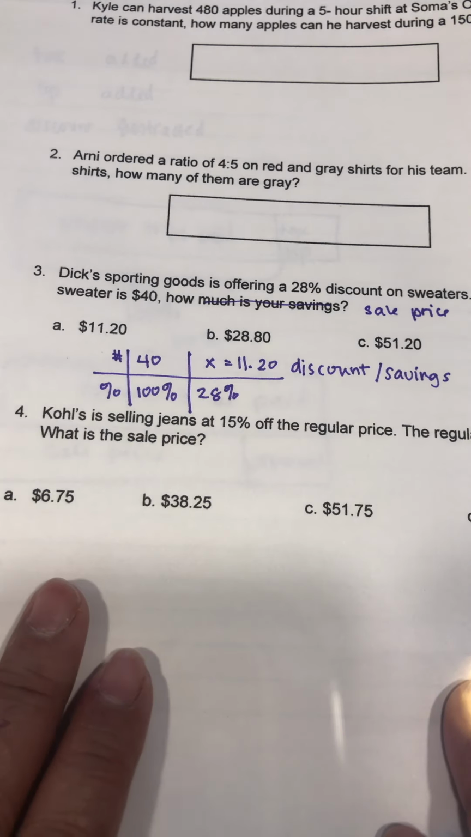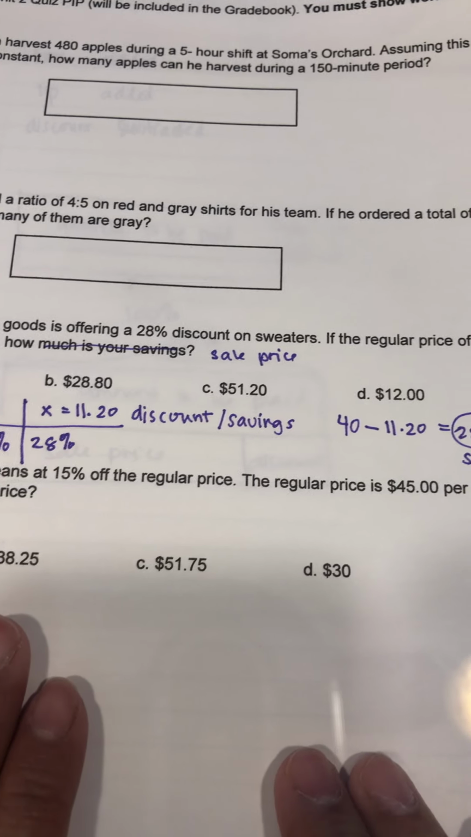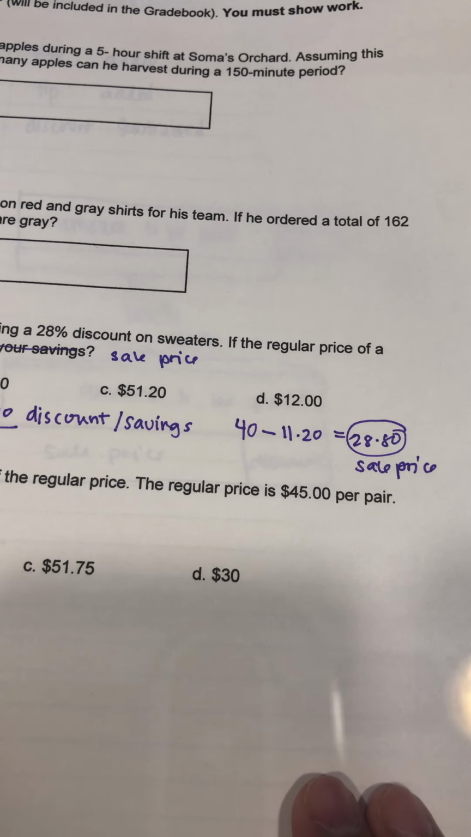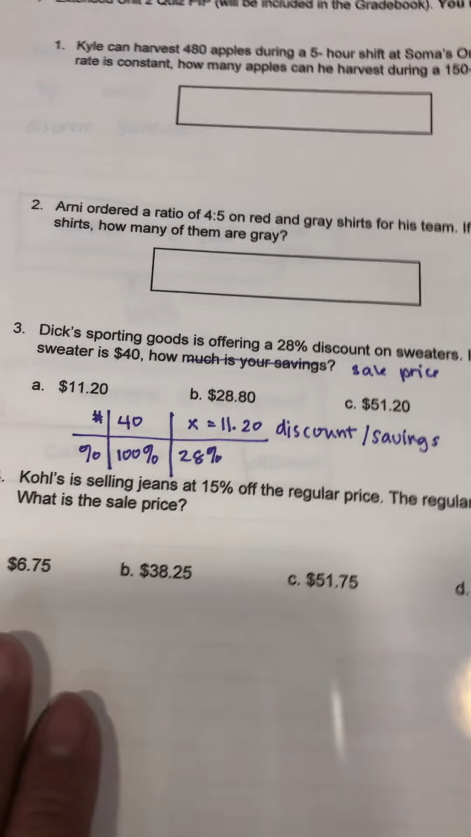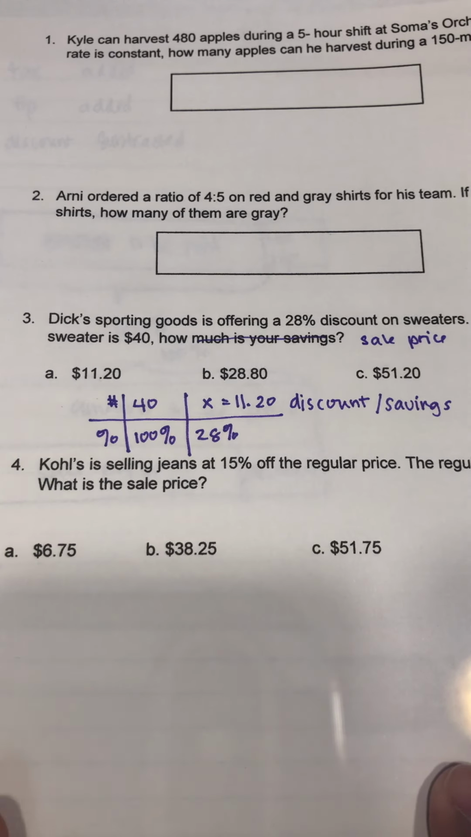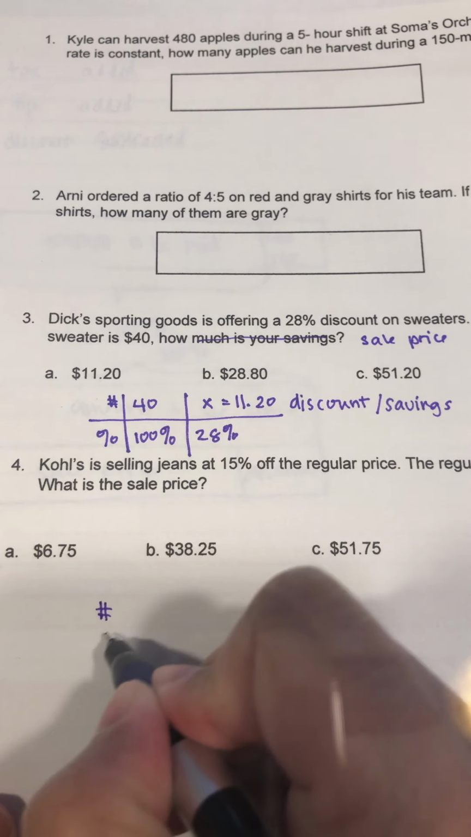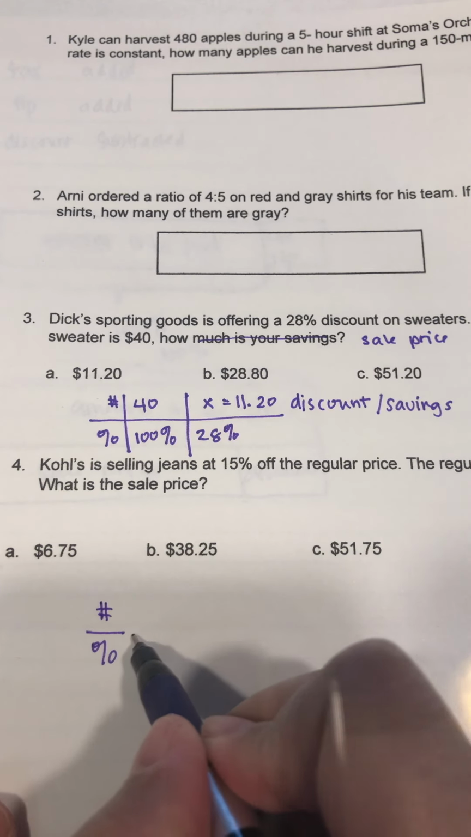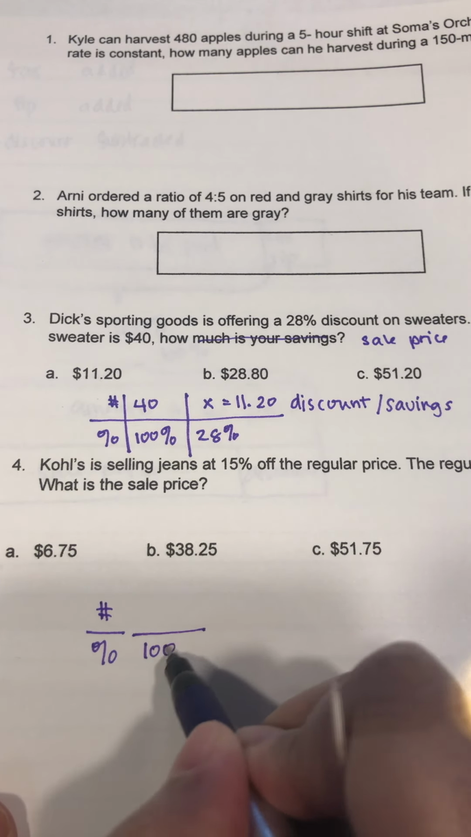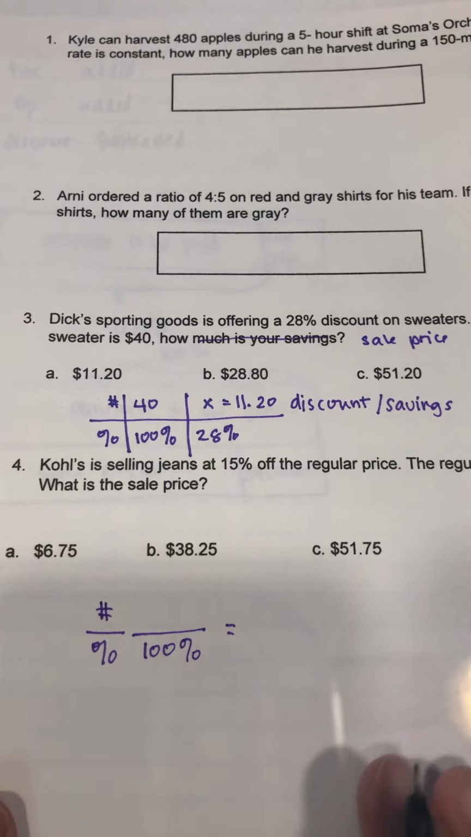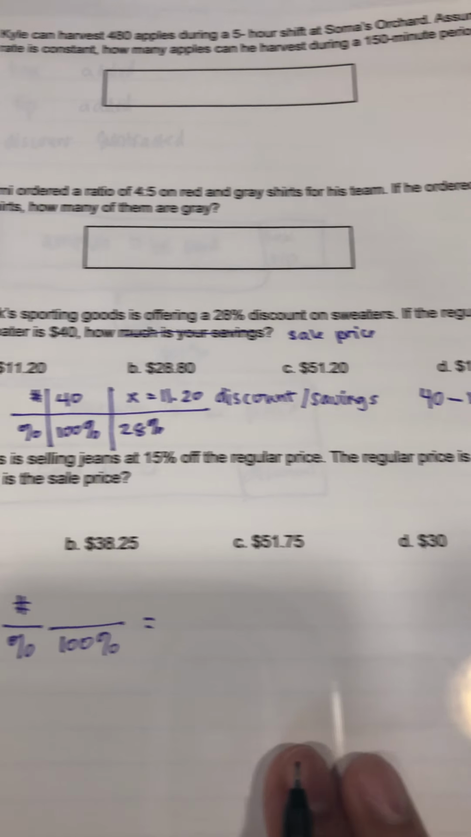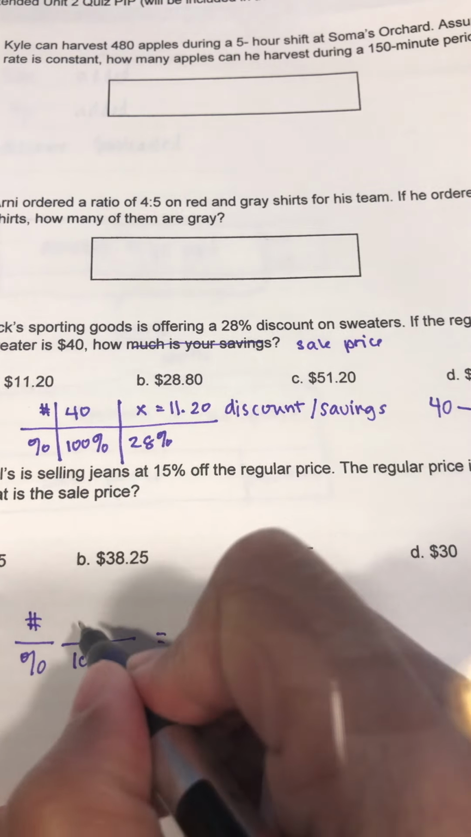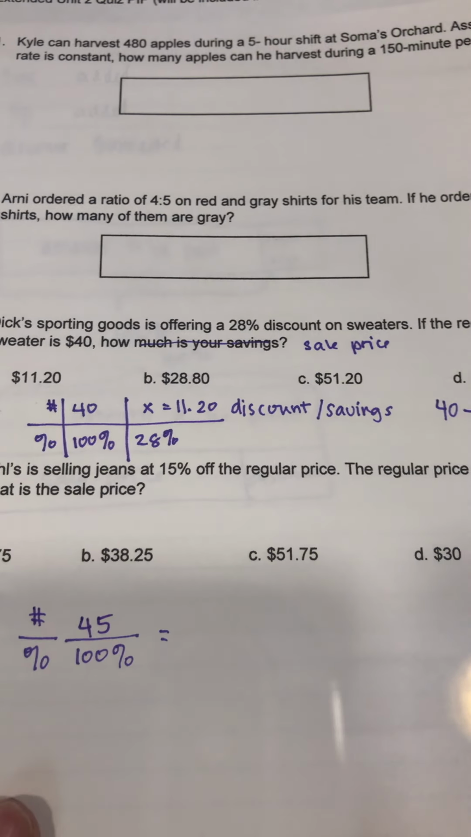Kohl's is selling jeans at 15% off the regular price. The regular price is $45 per pair. What is the sale price? All right, so let's look at number over percent. Do we know our original price? That original price is our 100%. What is the original price? $45. So $45 is our original price.